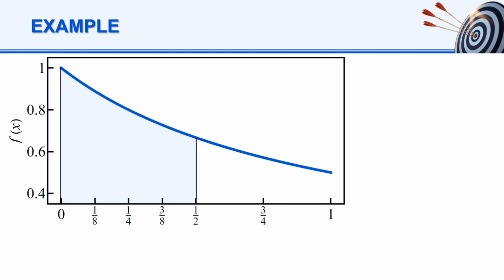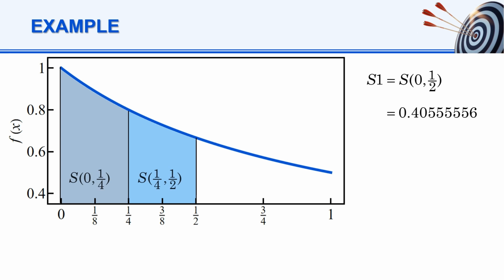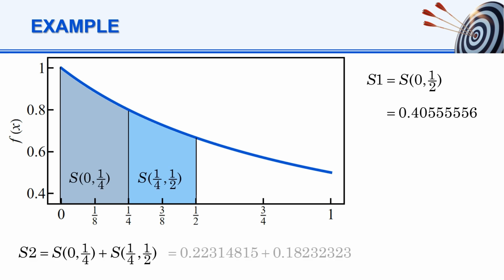Recall that we have already calculated the marked area, S1, on the left. To improve the estimate, we will split this region into two subregions. Then, all we need to do is to apply Simpson's rule to the integrals. The S2 is obtained as follows.